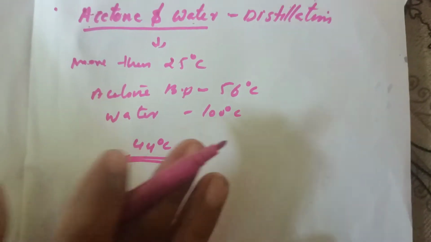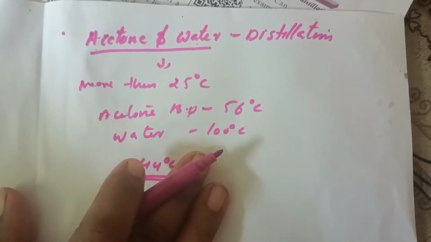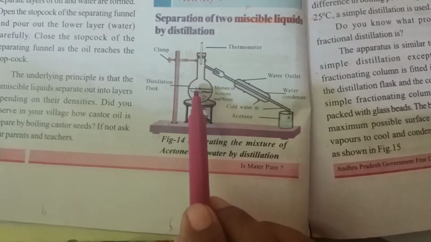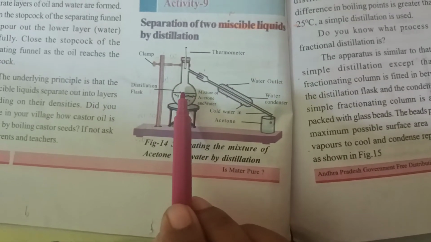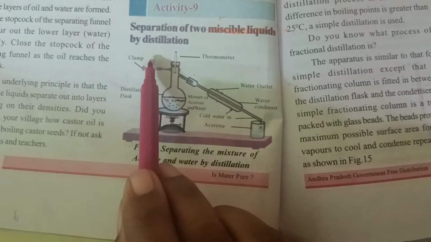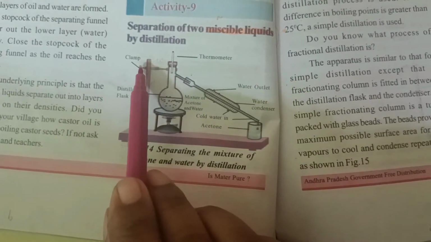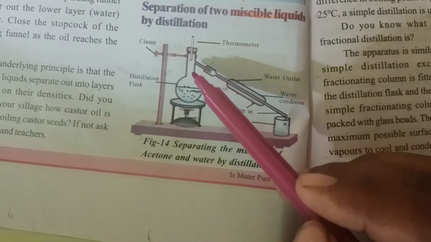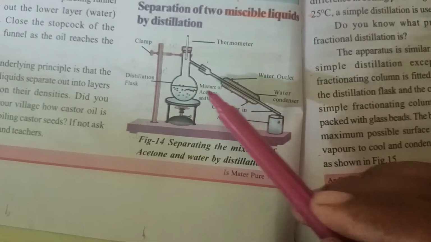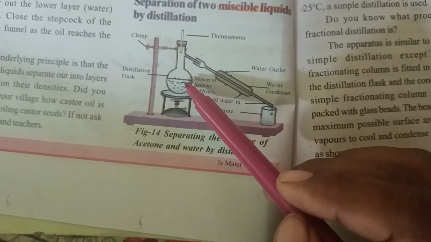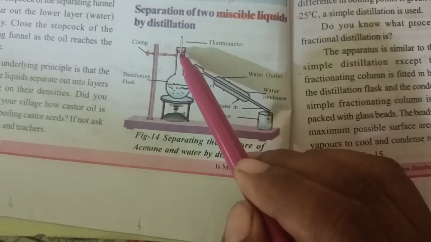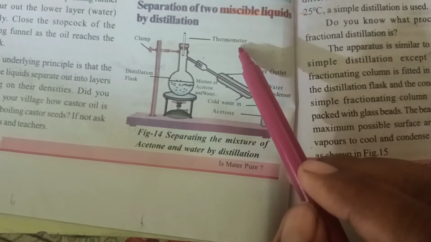Then how to do distillation? Let us see. To do distillation, we need one distillation flask. This round bottom flask we call a distillation flask. And the distillation flask is attached to a stand and clamp. And here we are taking the mixture of acetone and water in the distillation flask. And it is closed with a one hole rubber cork. And through the hole we are inserting one thermometer.